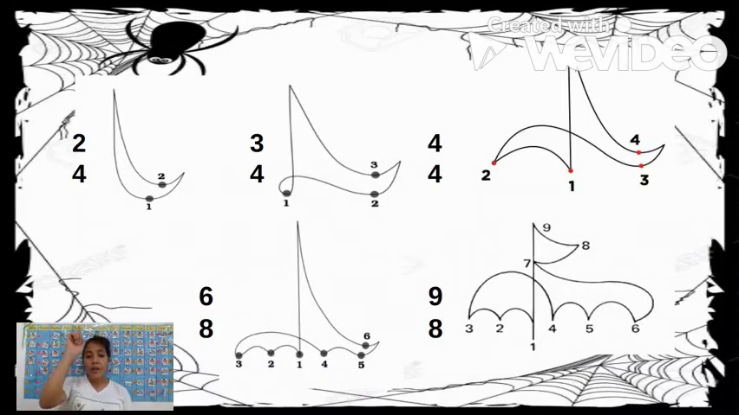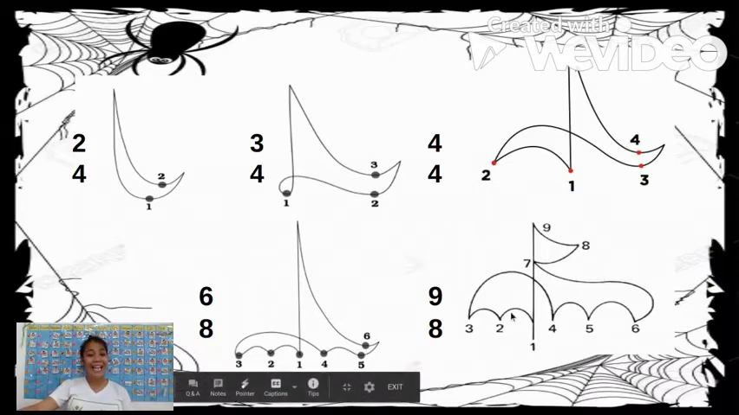Okay. Down, left, left, right, right, up. Down, left, left, right, right, up. Or 1, 2, 3, 4, 5, 6. Got it? Okay. Last one, we have 9/8.